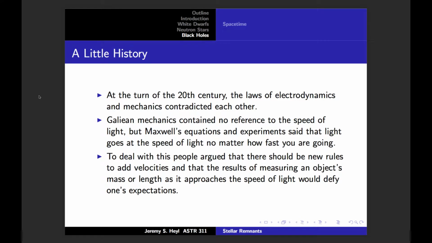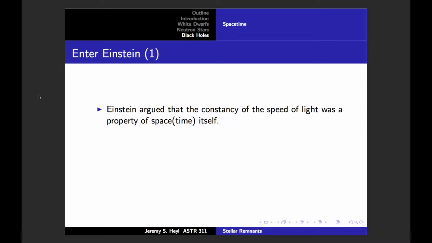So it got kind of complicated, and people said, oh, all sorts of weird stuff happens when it gets going almost at the speed of light. Things happen like how you add velocities together and other things. And it got really complicated. And what Einstein said is, let's forget about all these rules and forget about all we knew so far about Newtonian mechanics.